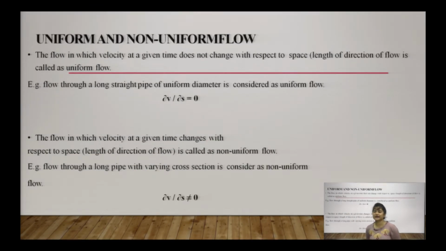Coming to uniform and non-uniform flow. Uniformity basically depends upon the velocity remaining constant in a particular space or particular length of the pipe, or you can say the flow in which velocity at a given time does not change with space is known as uniform flow. Coming to its vice versa, if the velocity with respect to time and space changes, then that particular flow will be known as non-uniform flow.